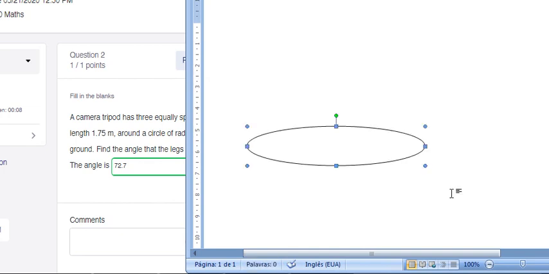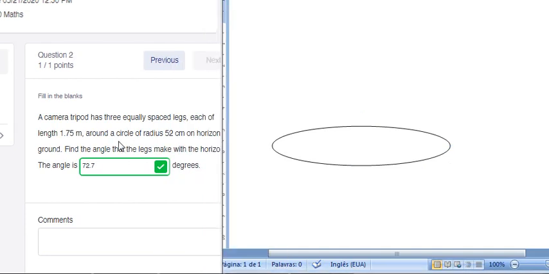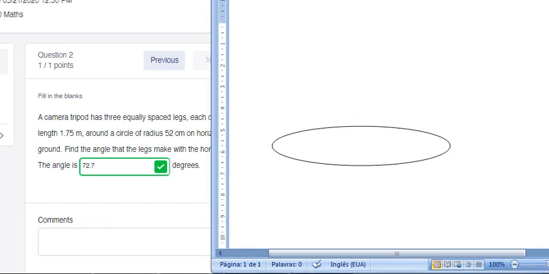So the exercise is telling me that I have this situation: a camera tripod, 3 legs. Let me draw these 3 legs. I'm going to draw like this: 1 leg here, 2 legs here, and now the 3rd leg here. So this is my camera tripod. If I have a camera, the camera would be right here.